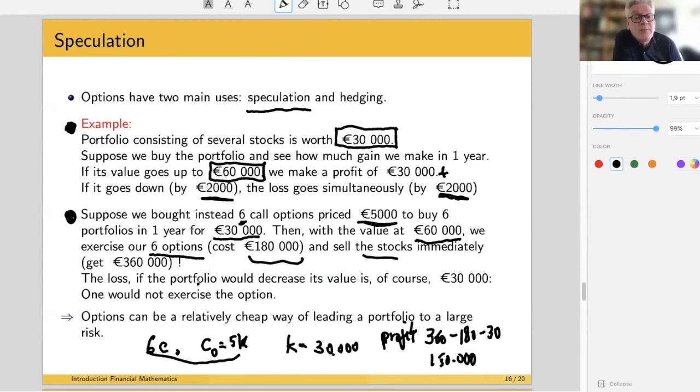Now the loss. Suppose the stock portfolio goes down with 2,000, like here. Then you have the right to buy the stock portfolio for 30,000. However, in the market, it is 28,000. And you will not exercise your option, right? You will not buy them for 30 if you could buy them in the market for 28. So you would not exercise the option. And then the loss in this case is 30,000, because you paid initially 6 times 5,000 to the writer to get this contract. So you paid 30,000 to get this contract.